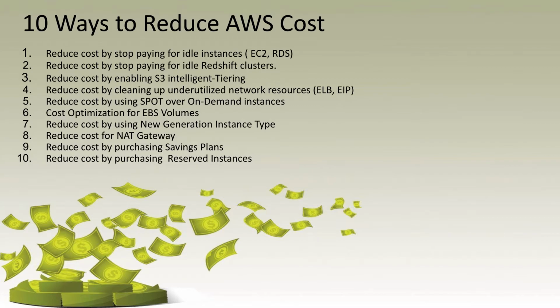And then you have Glacier and Glacier Deep Archive, where you can store data for the longer term and you know that you're not going to access it. Maybe you might require it once in a while. Those kinds of data you can store in Glacier. Along with that, S3 also provides you lifecycle policies to manage this data.